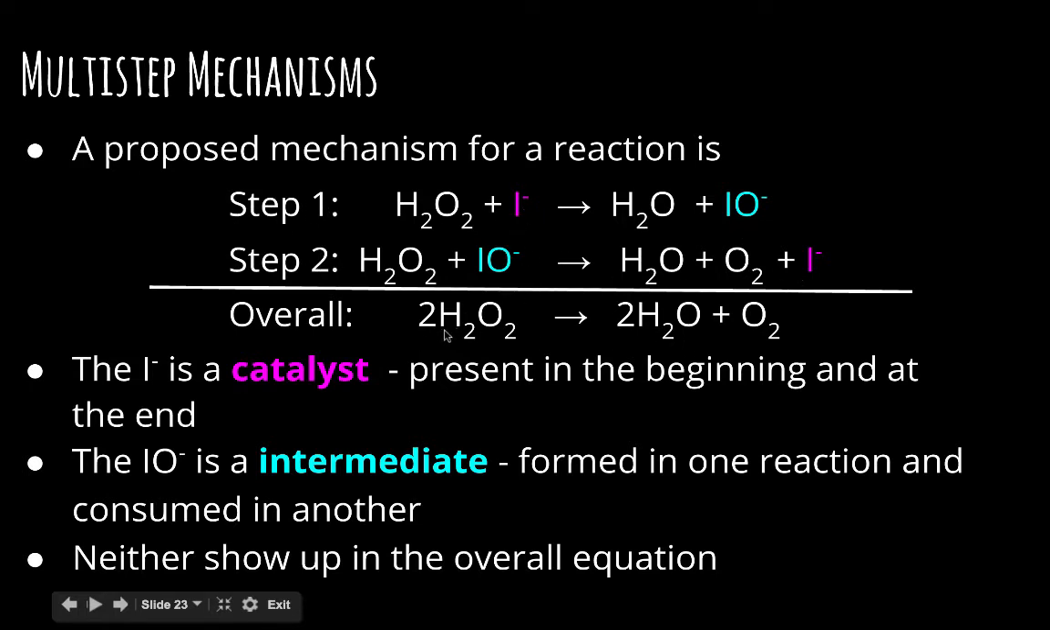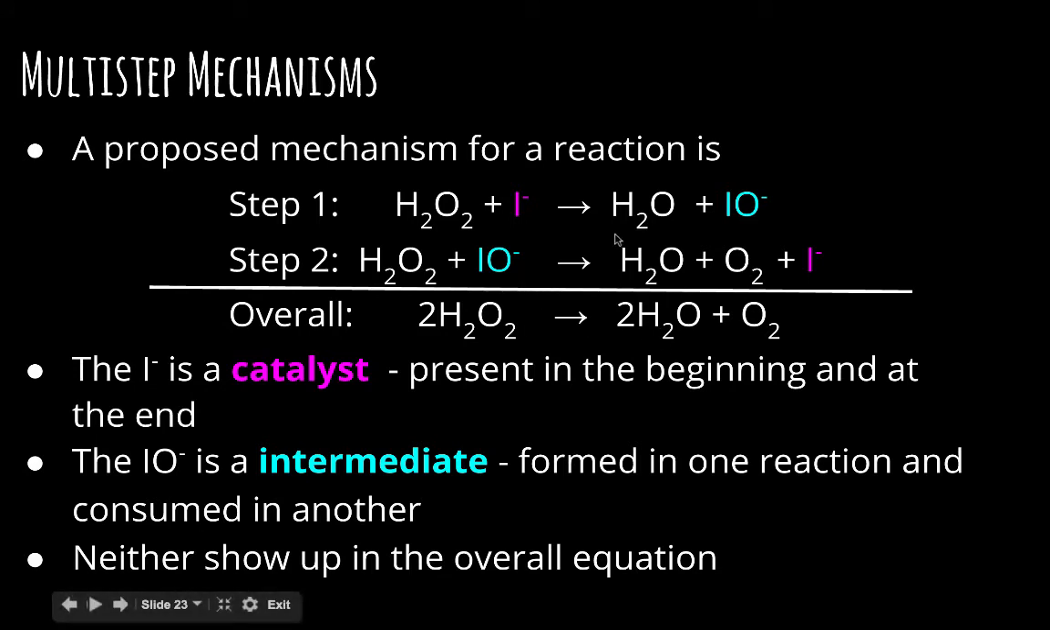The overall reaction is the hydrogen peroxide decomposing into water and oxygen, which is the equation we know for the decomposition of hydrogen peroxide. So here you can see what a catalyst looks like. The catalyst is present at the beginning of the reaction, but then it shows up again at the end. And notice if you add these 2 equations together, that gives us our overall equation. It's a reactant here and a product here, so the I minus cancels out. It doesn't show up in this final equation down here.